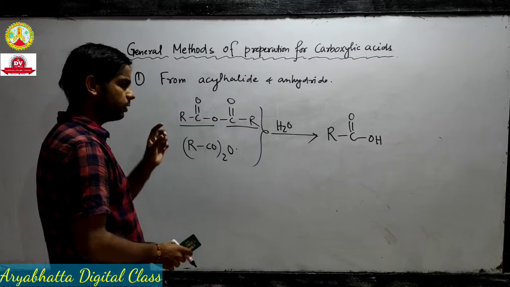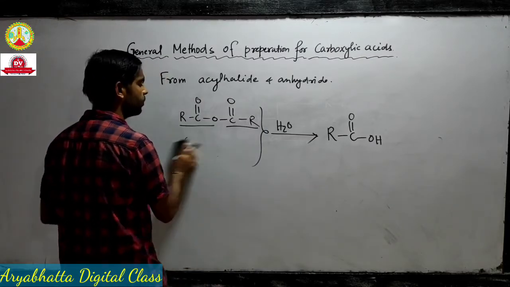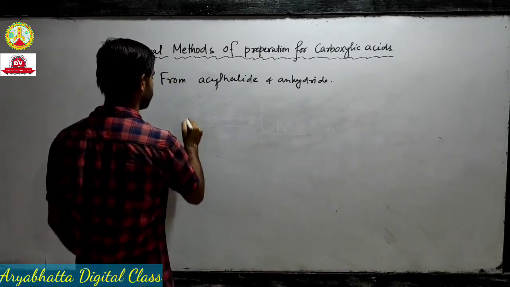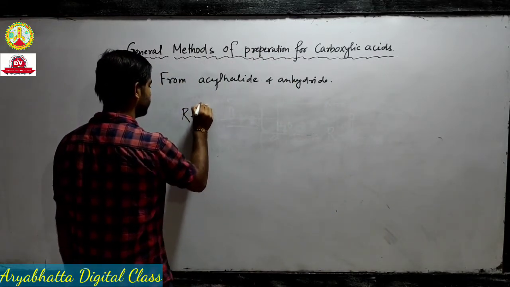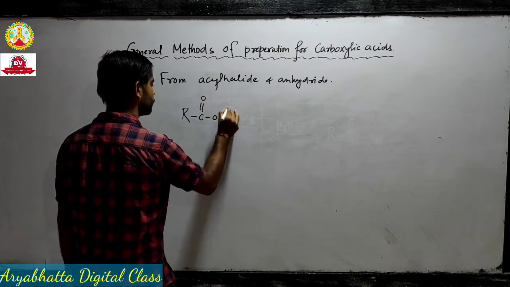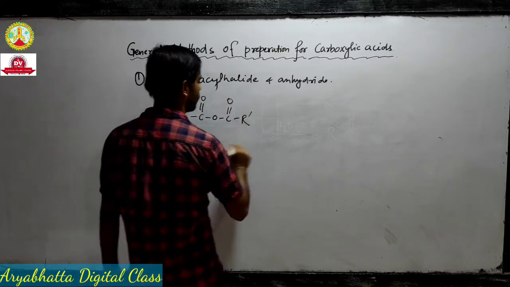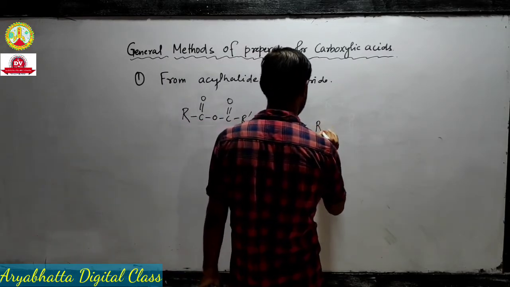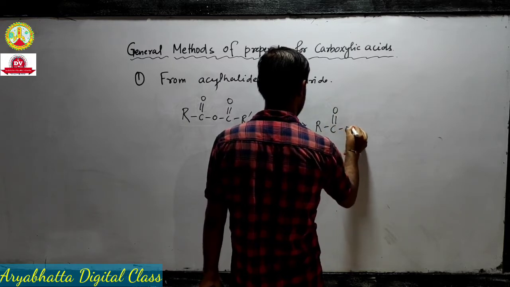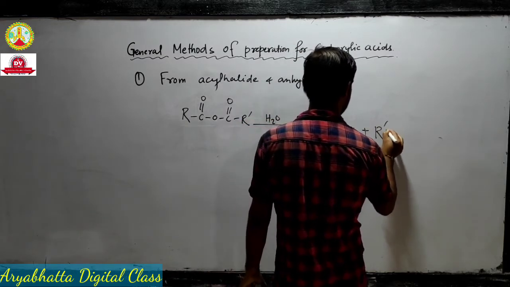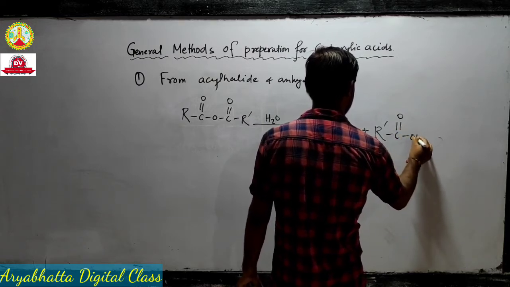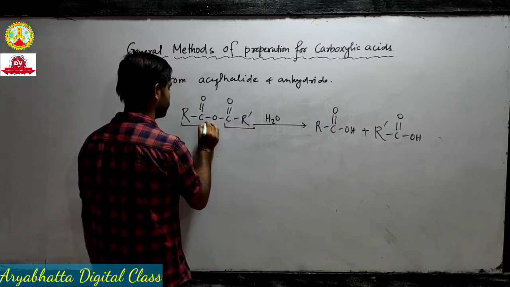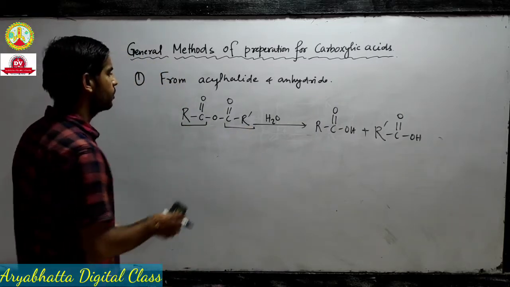Now if I change one side, let's see if we have an unsymmetric anhydride. If the anhydride is not symmetric, that means if something like this is there, then what will happen? Doing hydrolysis will give us two acids, one acid from this side and one from this side. That's it. Two acids will be produced.